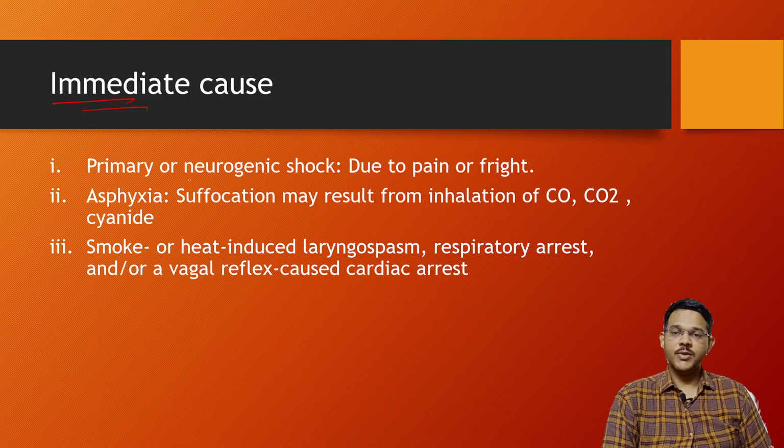Immediately, the person may die because of neurogenic shock, because of pain and fright. Then the person may die because of asphyxia, from suffocation or inhalation of carbon dioxide, carbon monoxide from the burn gases, or cyanide or other toxic substances. Because of burns, certain chemicals may be released and be toxic, and the person may inhale them, resulting in asphyxia.